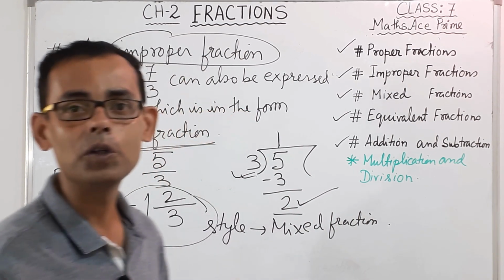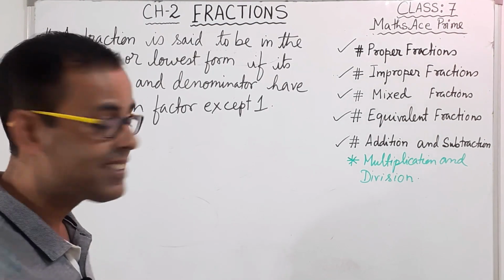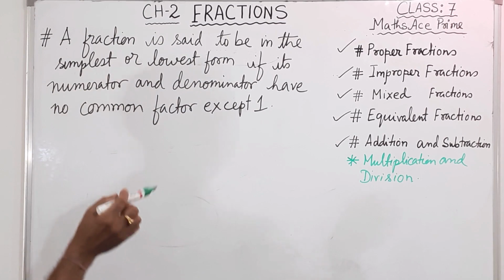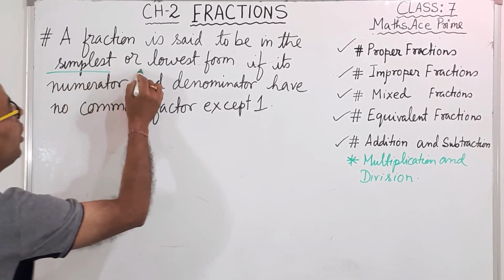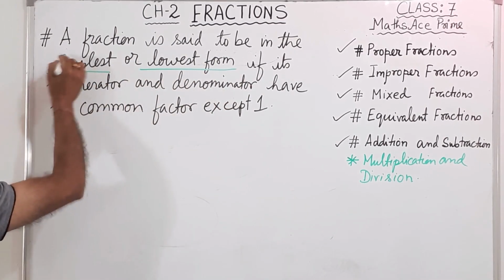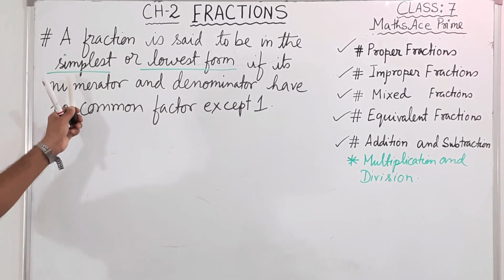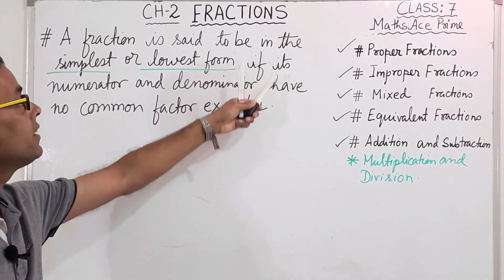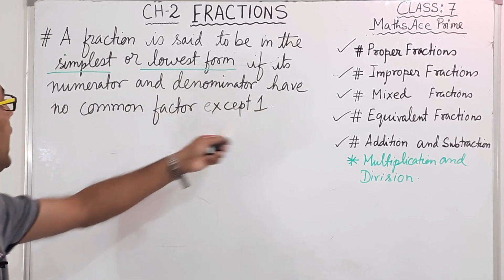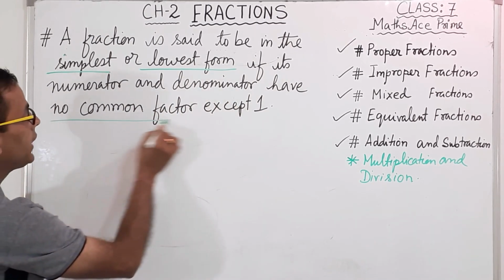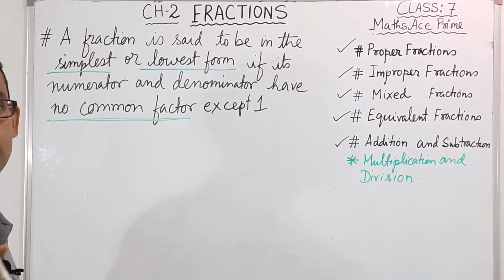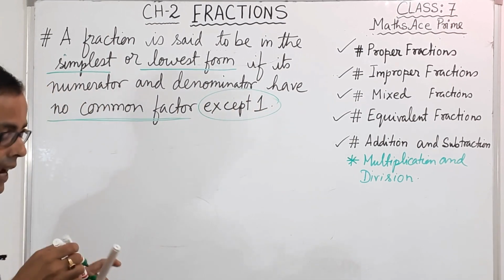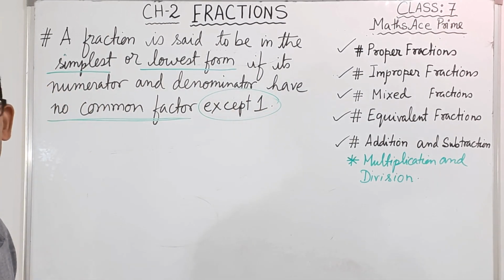Now we will move on to the next part. The next thing we will understand: a fraction is said to be in the simplest or lowest form. What does this mean? If its numerator and denominator have no common factor except one, there is no other common factor.